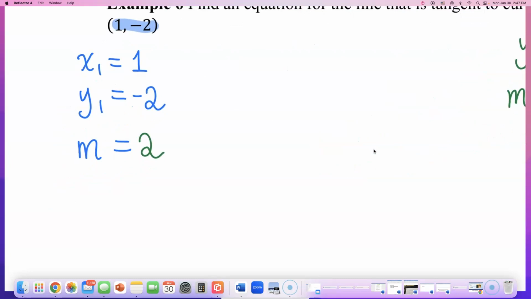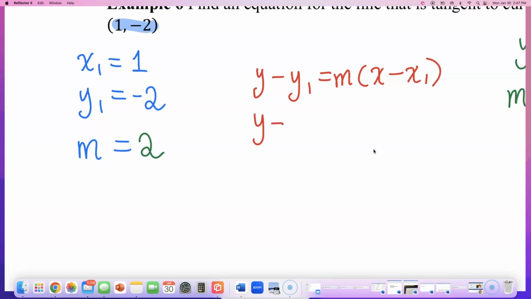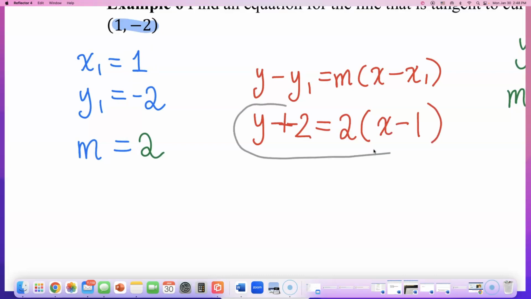I am going to do the point slope form. Point slope form says I have to do y minus y1 equals m times x minus x1. Let's plug in everything in here. I have to do y minus y1 of -2. So when you subtract the -2, well, that's going to turn into what? +2, right? Slope is 2. That's what we found here. And I do parenthesis x minus x1 value of 1. So you can write this as your final answer. y plus 2 equals 2 parenthesis x minus 1.